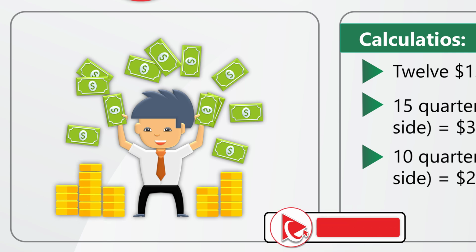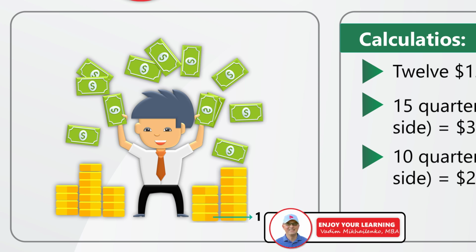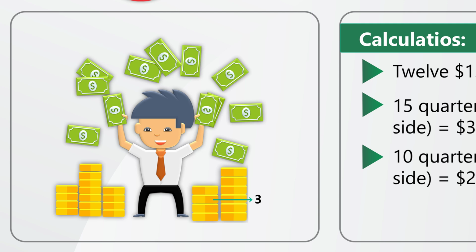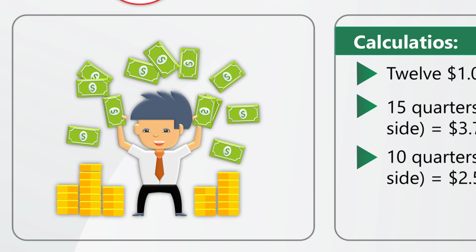And now let's do the same thing, but for the right side, which has 10 quarters. 1, 2, 3, 4, 5, 6, 7, 8, 9, and 10. And now we are ready to do the math.